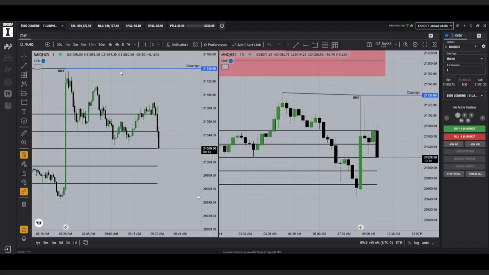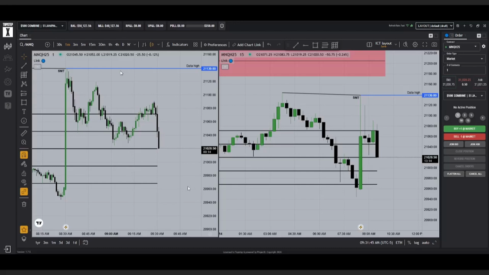Now let's get into it. We took a trade on NQ. Today was very volatile, I would say. We kind of shot to both sides very fast on the chart, especially with the PPI report creating that data high right here.